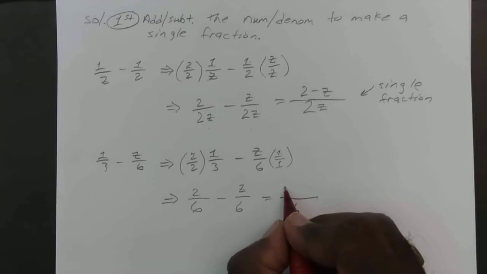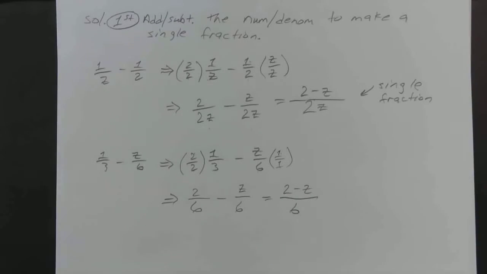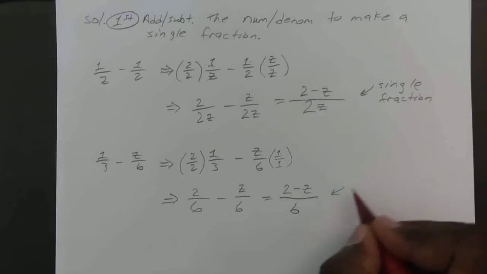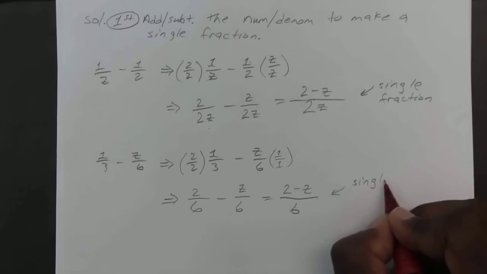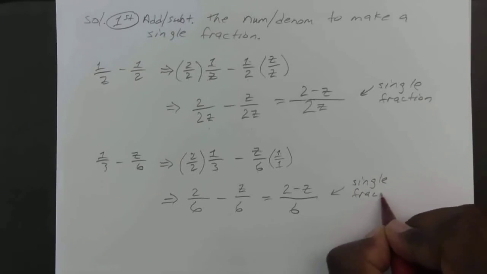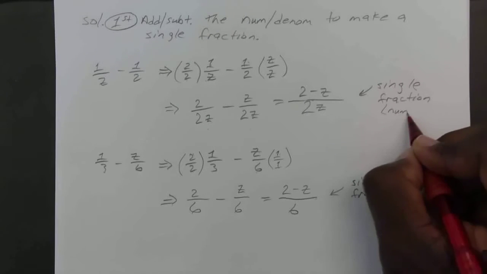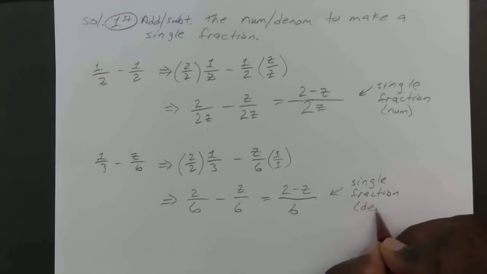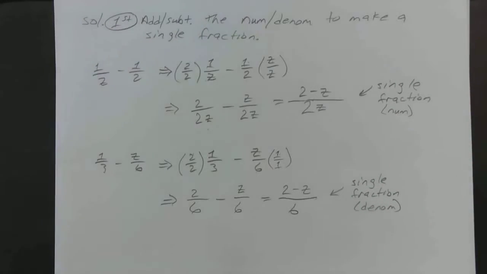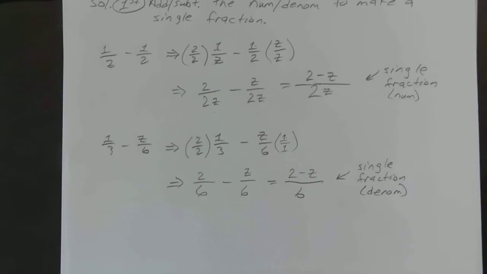So we have 2 minus z right there. So we have our single fraction. This is our single fraction numerator. This is our single fraction denominator. That just means we rewrite our original one.